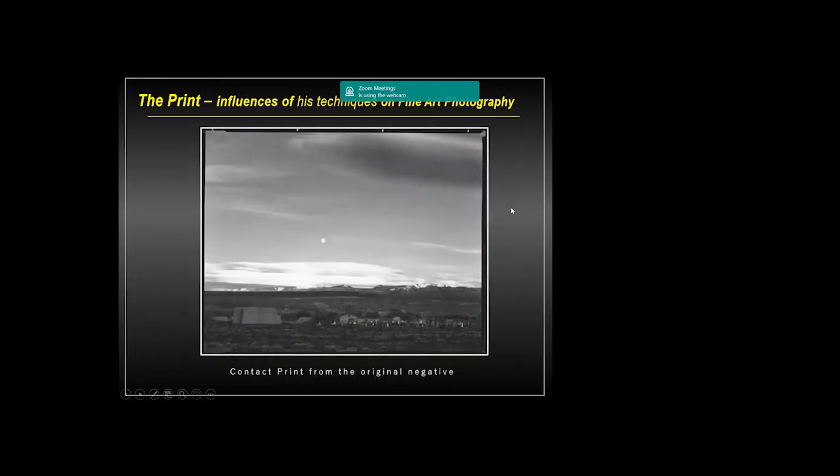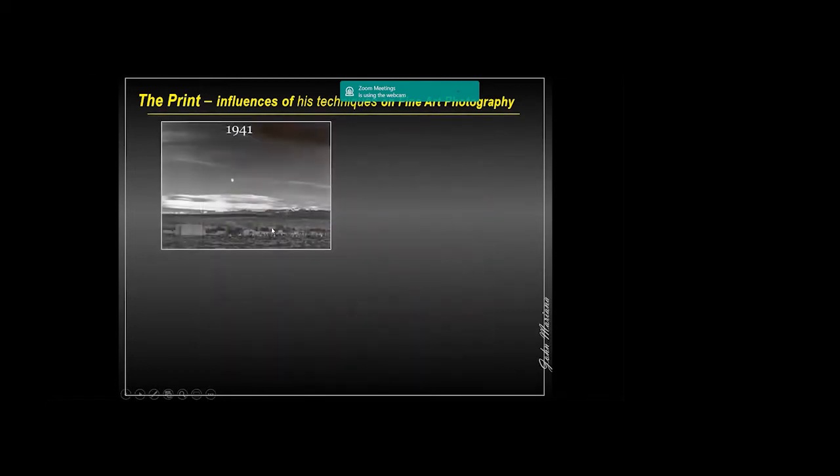Here's the original print that he made. Yes, this is not a proof sheet print. This is a print that he made in 1941. That's the original print from the negative, so that is a proof print. He then made this print as a final print in 1941.